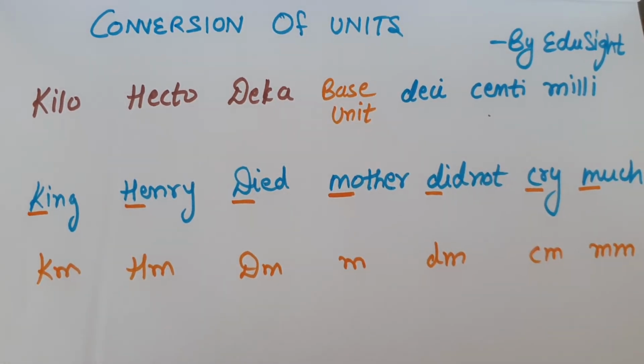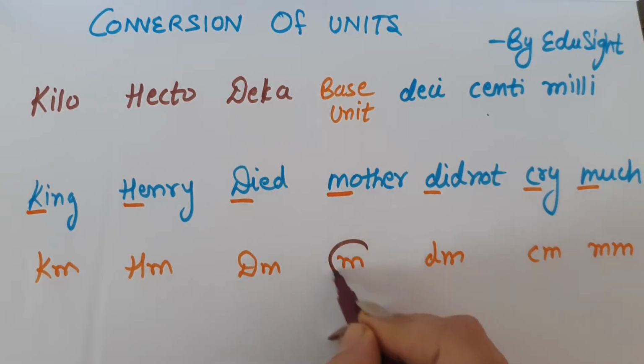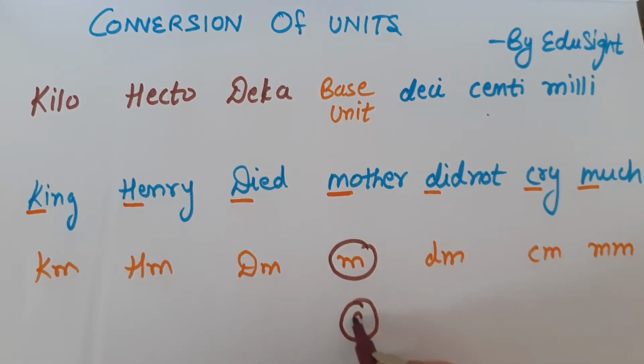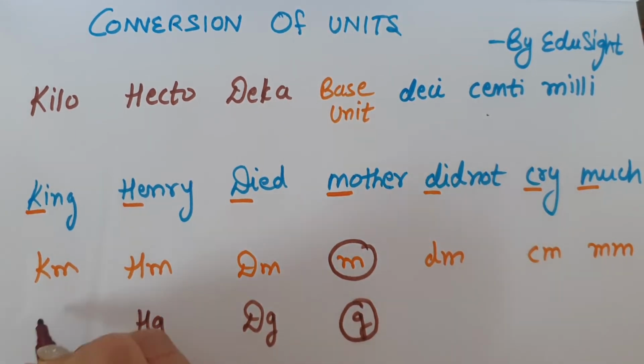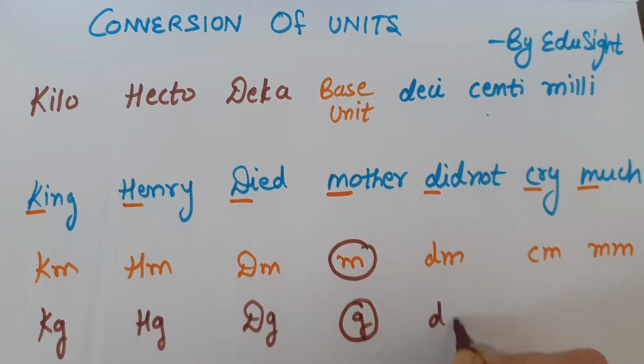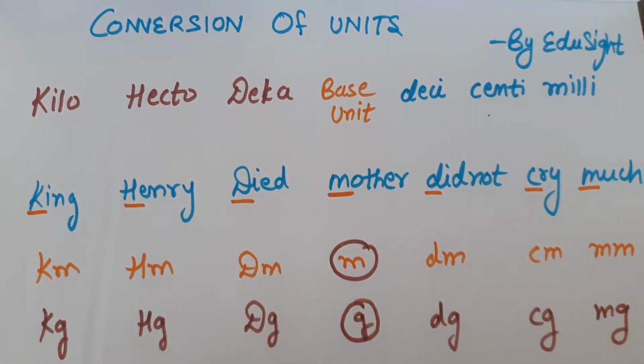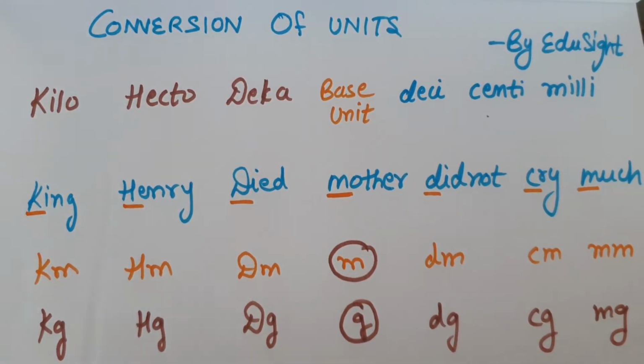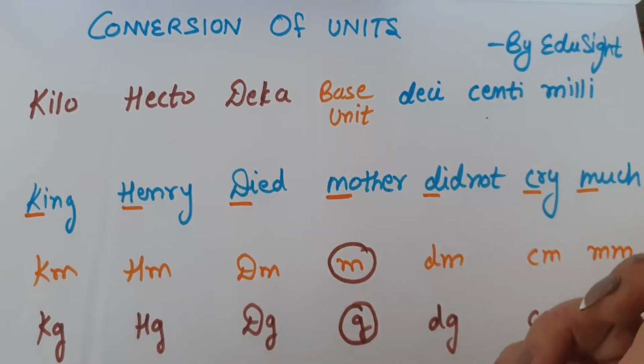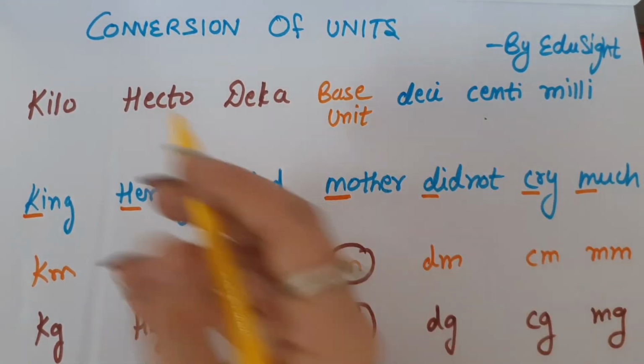In the same way you can also go for grams. This is the base unit. If the base unit is grams, we will have decagram, hectogram, kilogram, decigram, centigram and milligram. In the same way, the unit can be changed. It could be liters, it could be any other unit. So we need to know how to convert these units. After knowing this sequence, we will see how to convert.